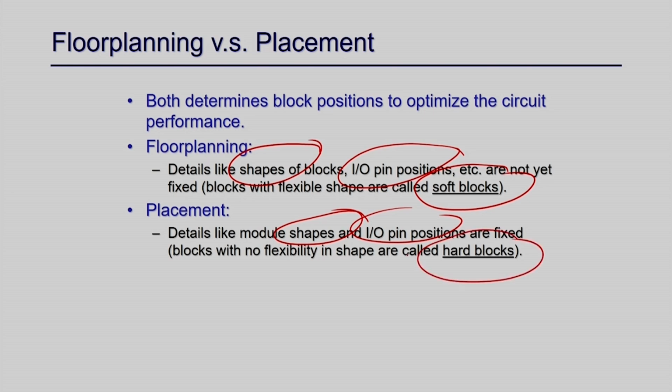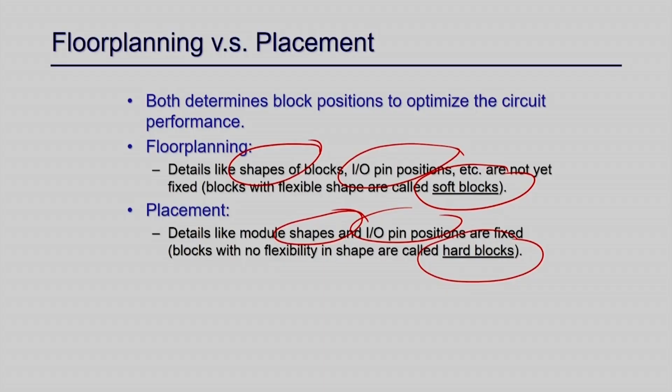So, in a soft block I have other options, like I can take a different aspect ratio and try to fit it in, but in placement all the blocks have a fixed height and width. So it is a kind of hard block, and I cannot make any change in the aspect ratio. So, that is the difference between them. Both actually try to find the position of the circuit.